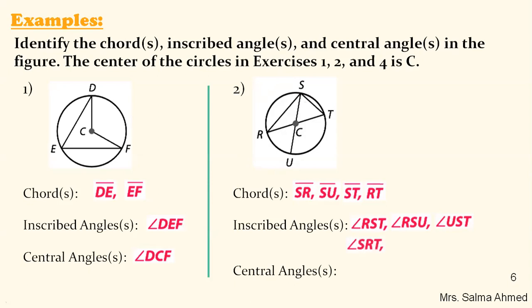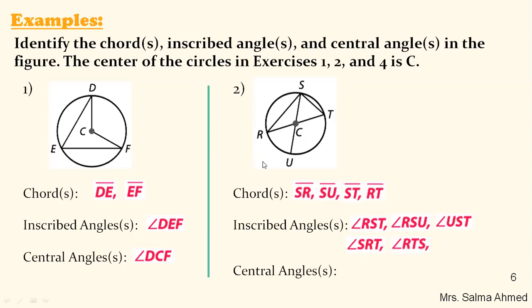We have STR, which is an inscribed angle here, because the vertex is on the circle. Okay, let's see the last one, which is RTS.